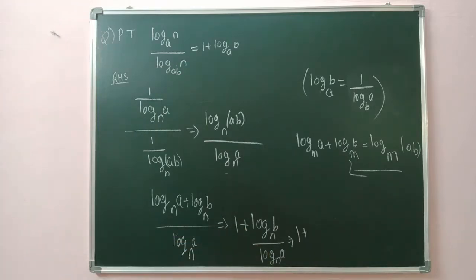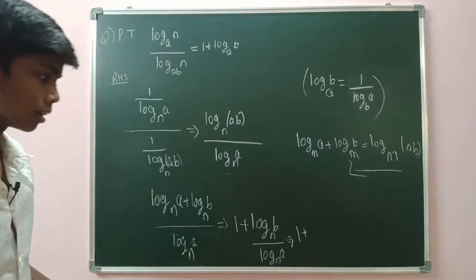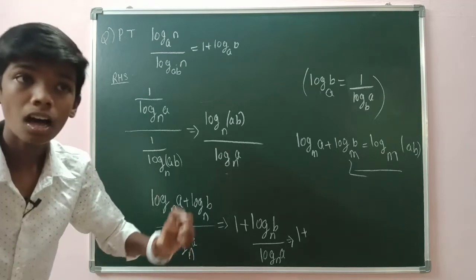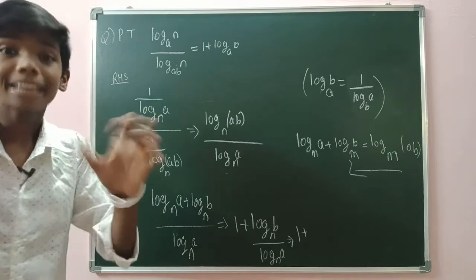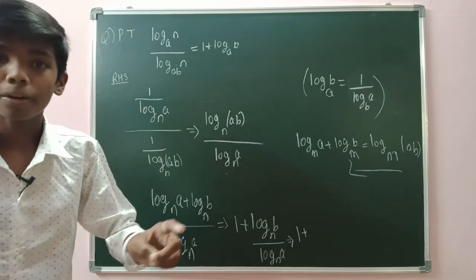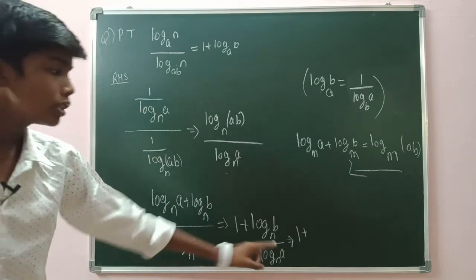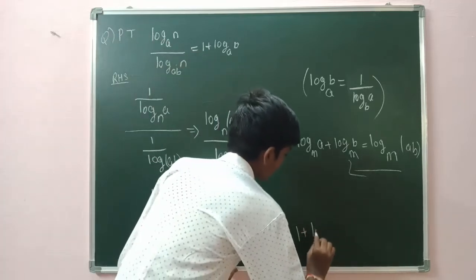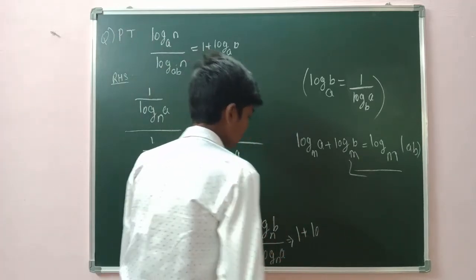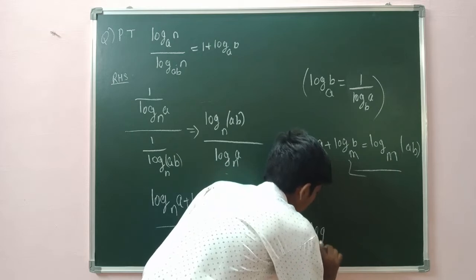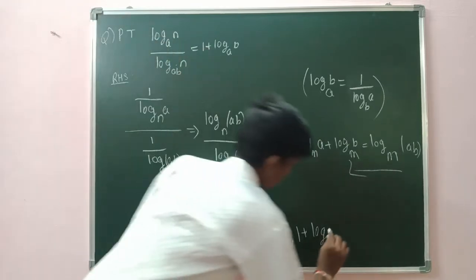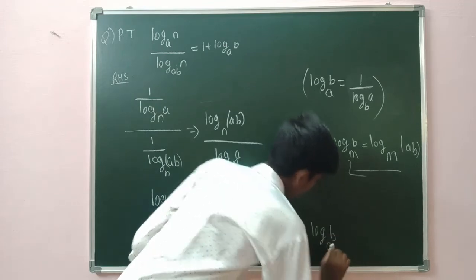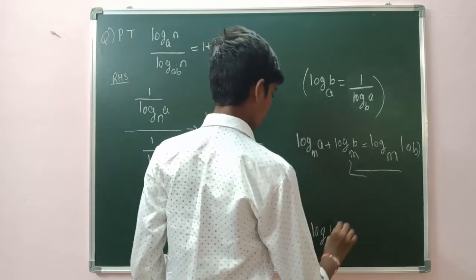What can you do here? If you guys are pakka in your logarithm, the one thing that will strike your mind is the base change property. Guys, it's a very important one. Using the base change property, I can write this log of b to the base n divided by log of a to the base n as log of b to the base a, and now it's proved.